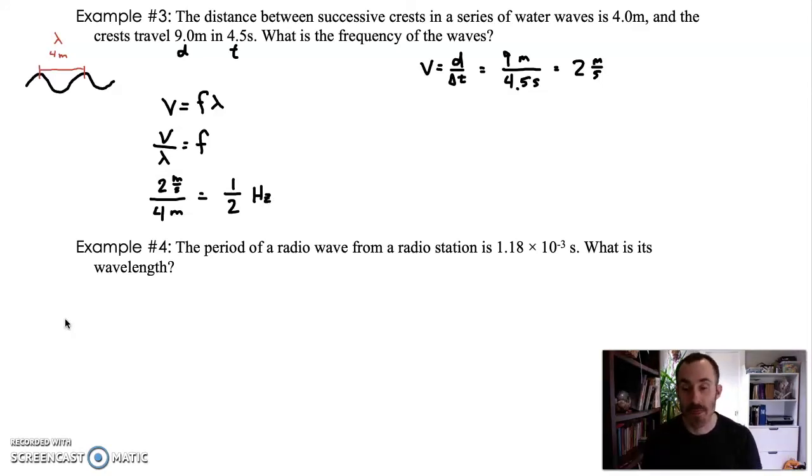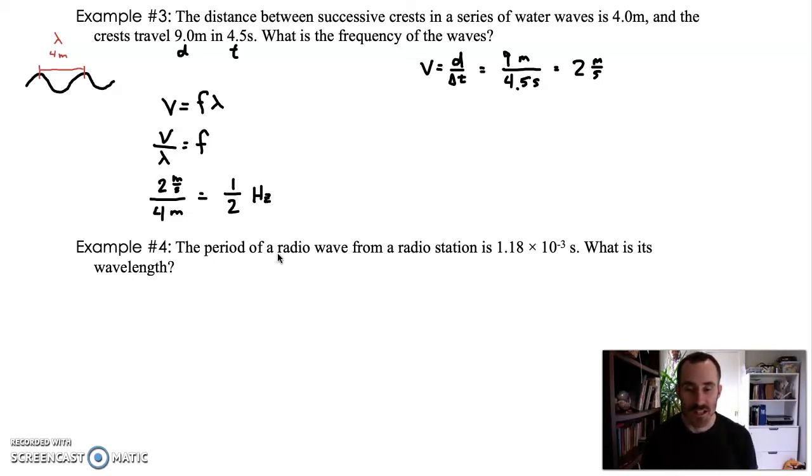And the second one. The period of a radio wave from a radio station is 1.18 times 10 to the negative 3 seconds. What is its wavelength? So it tells us the period, how much time it takes for one wave to be formed. Now, in order to figure out its wavelength from the period, we also need to know the speed at which the wave is traveling. But the question doesn't tell us the speed. Well, it actually does, it just hides it.